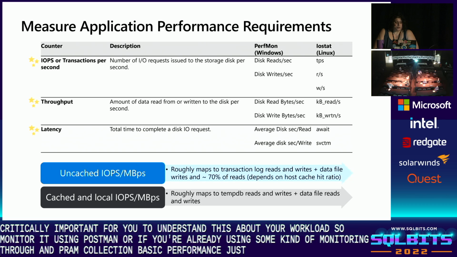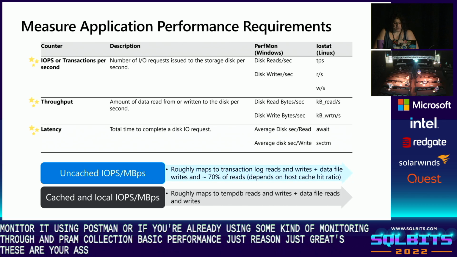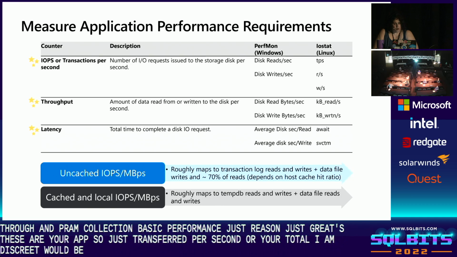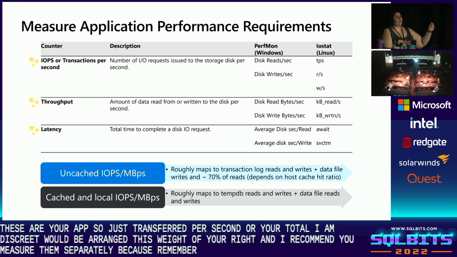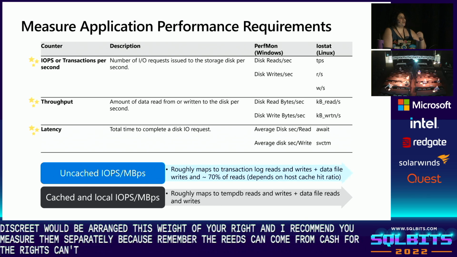Disk reads and disk writes. These are your IOPS. So disk transfers per second are your total IOPS. Disk reads would be your reads. Disk writes would be your writes. And I recommend you measure them separately, because remember, the reads can come from cache, but the writes can't. So you need to understand which limit this I/O is going to come from.